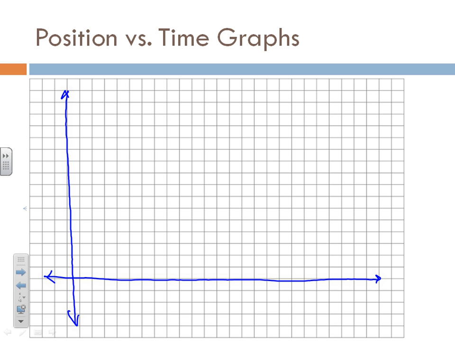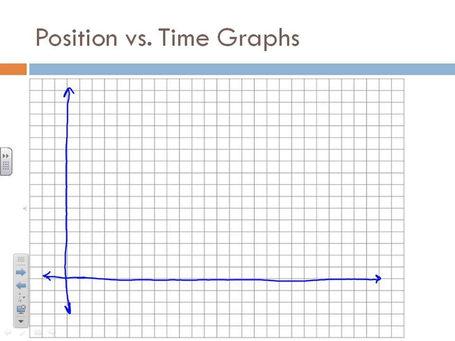So two things that we have to be really careful of are direction. An object could be traveling in the positive direction, or it could be traveling in the negative direction. And then an object could be traveling in the positive direction and speeding up, or it could be traveling in the positive direction and slowing down. You can do the same thing for the negative direction, right? So how do we tell from the shape of a graph?